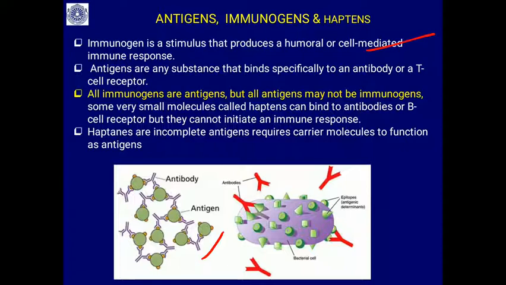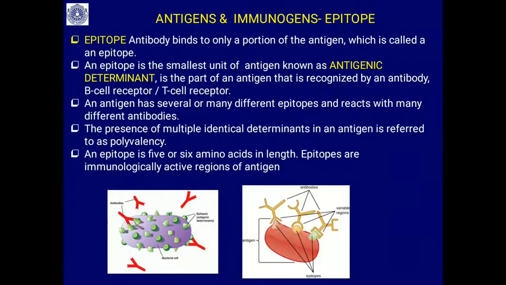Here you can see a bacterial cell. On the surface of the bacterial cell there are many antigenic epitopes. So, what are these antigenic epitopes? The antibody binds to only a small portion of the antigen, which is called the epitope. An epitope is the smallest unit of antigen, known as the antigenic determinant.